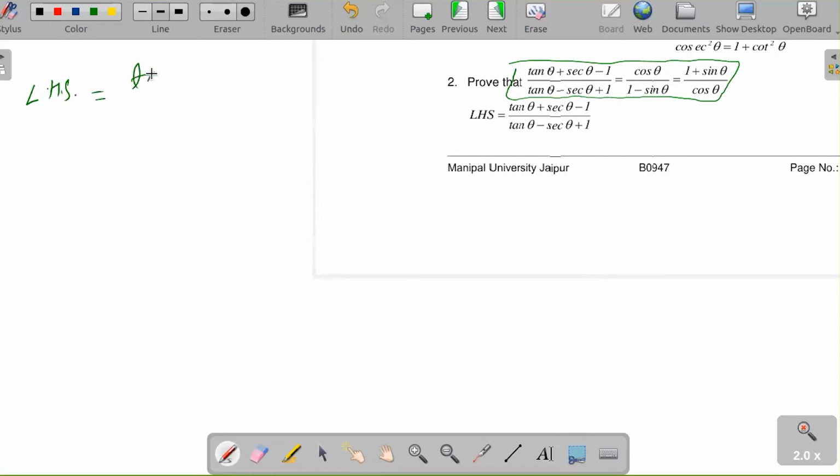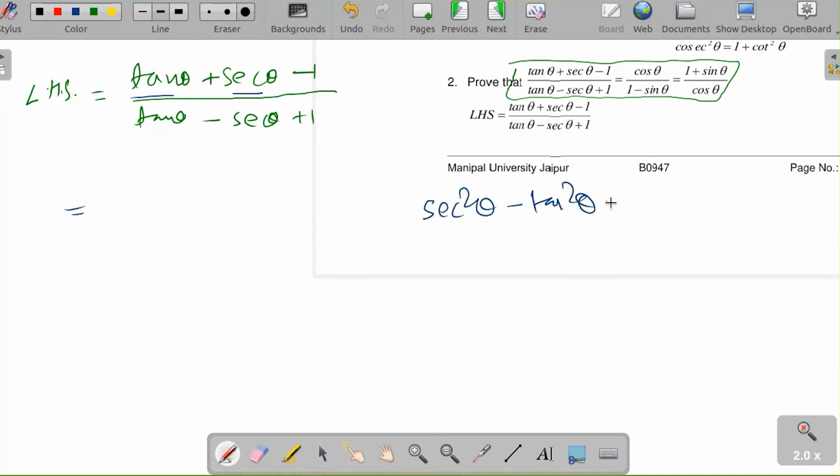So tan theta plus sec theta minus 1, divided by tan theta minus sec theta plus 1. Okay. So we have a formula for tan and sec, and that is sec square theta minus tan square theta equals 1. We will use it here, but how? You can see here is 1. This comes in a pair, tan plus sec, and we will make another pair.